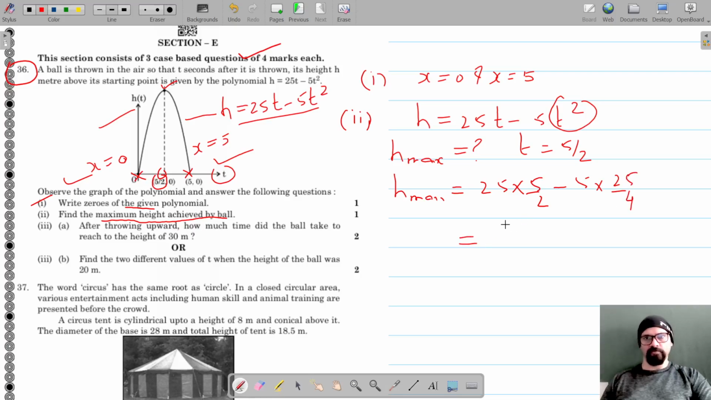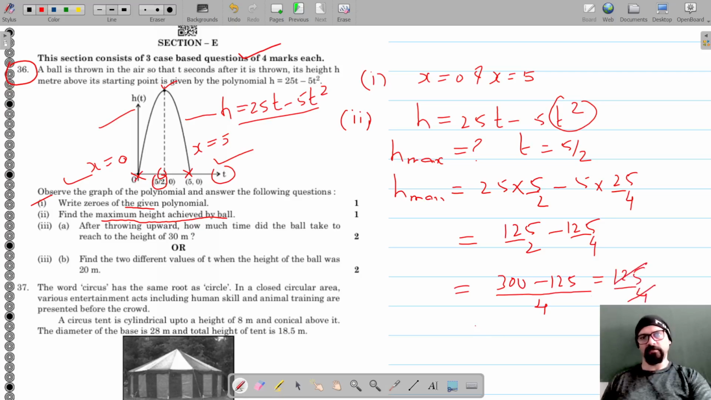So this is now equal to 125 by 2 minus 125 by 4, which gives me the LCM as 4. And this is 250 minus 125, which should be 125 by 4. And this is 31.25 meters, the maximum height at time equal to 5 by 2 seconds.